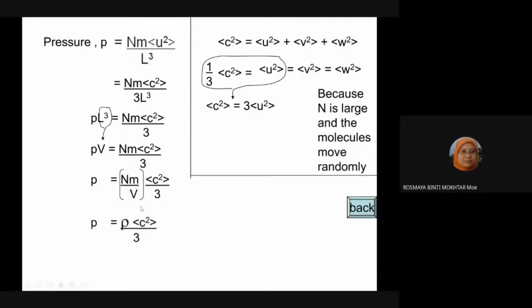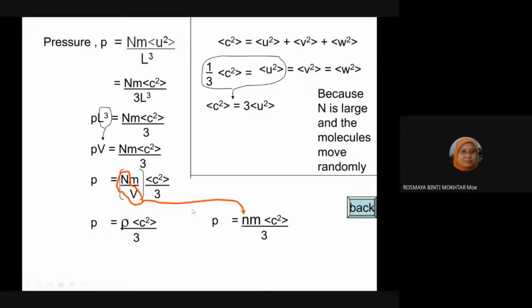Now Nm per V is density. We have N molecules times m, and remember that m is the mass of one molecule. So Nm means the mass of the whole gas, divided by the volume, so we get the density of the gas. So Nm per V represents the density of the gas. This is one equation for the pressure of the gas, which we can consider as equation 1.